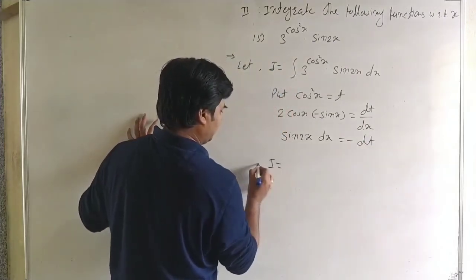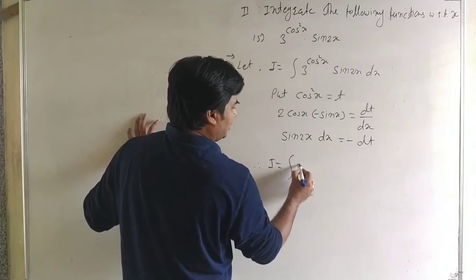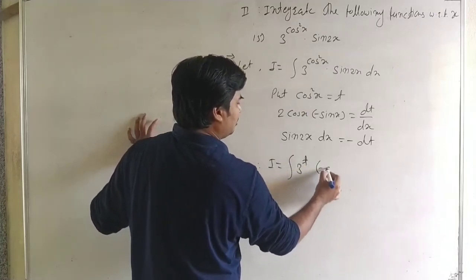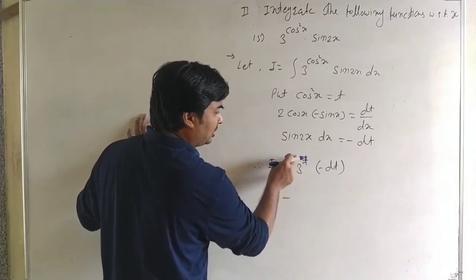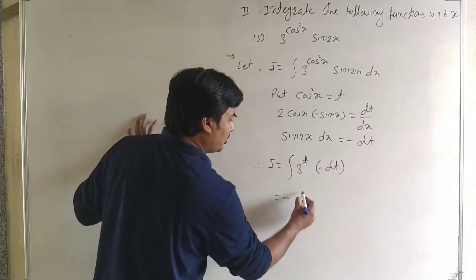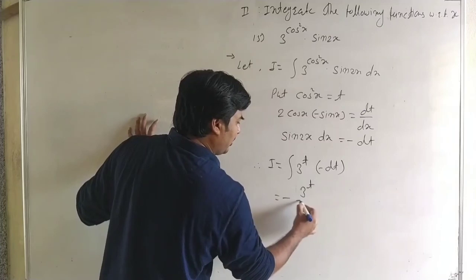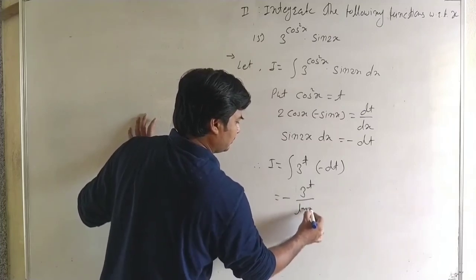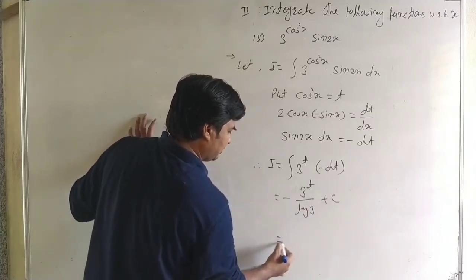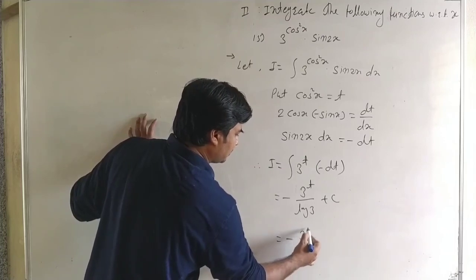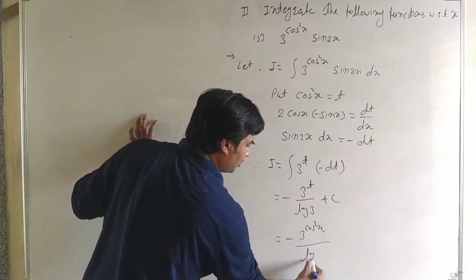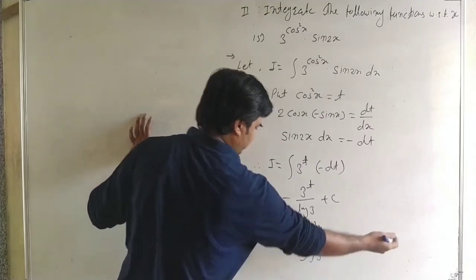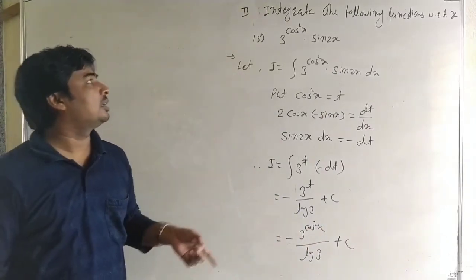Then the integral is equal to 3 to the power t into minus dt. We can write minus here, and 3 to the power t is a to the power x. The integral of a to the power x is a to the power x upon log a plus c, and then minus 3 to the power cos square x upon log 3 plus c. It is the last answer. Okay, see carefully this example.